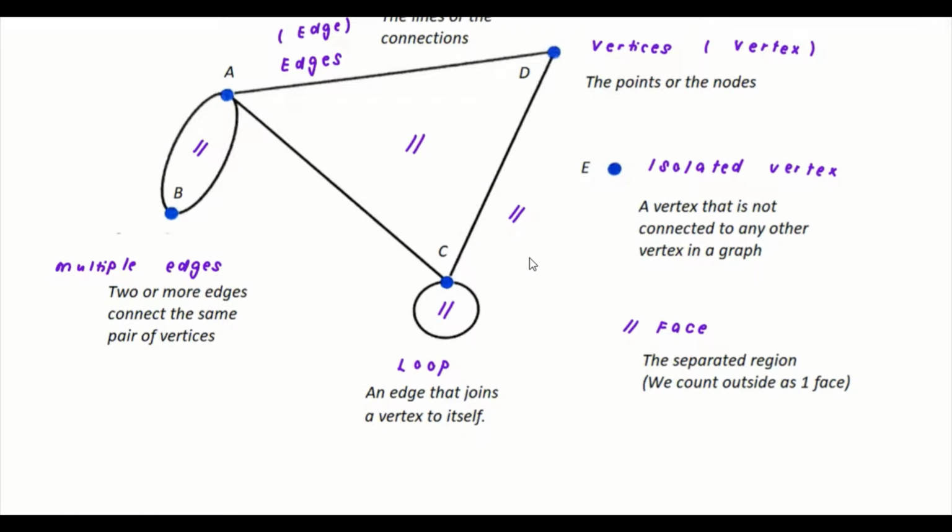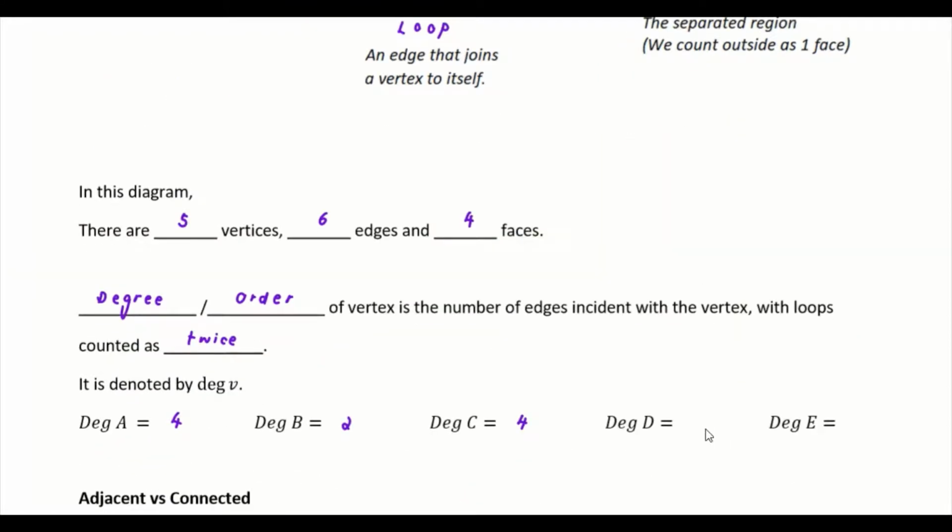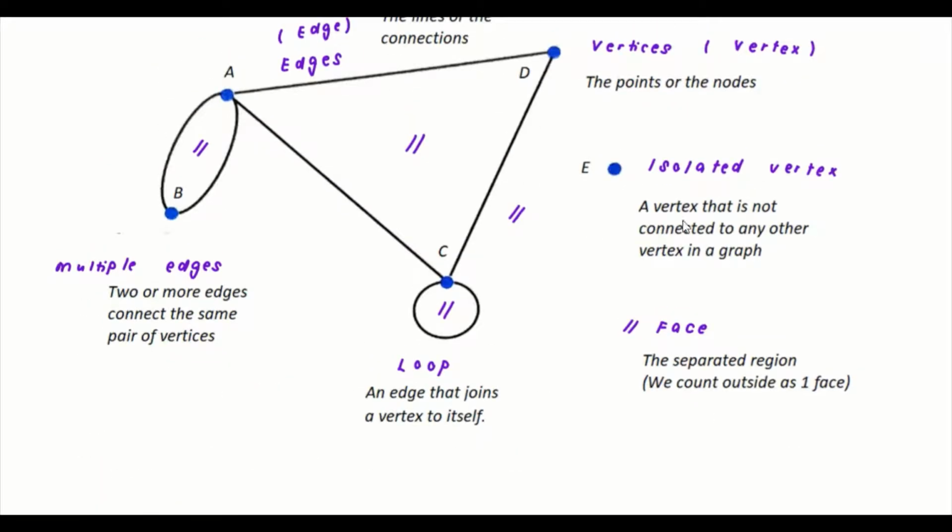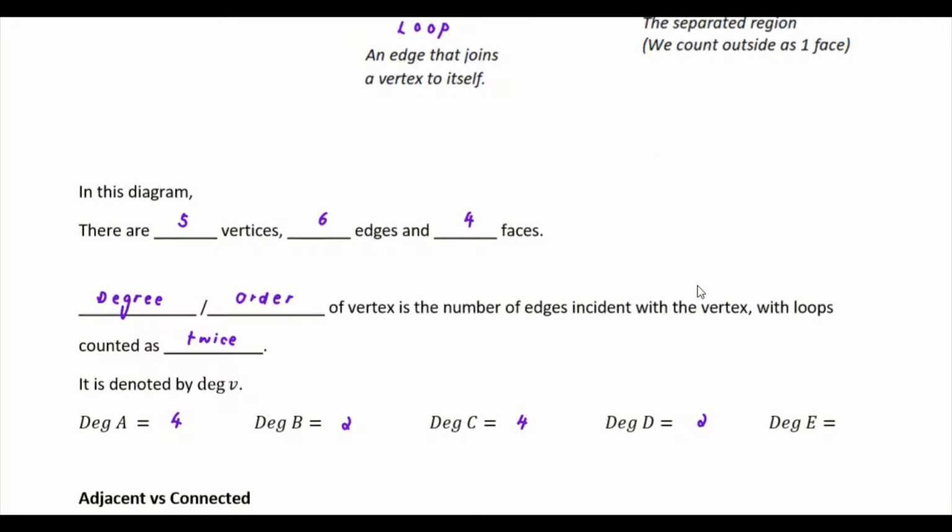So degree of D, this is simple. 1, 2. So 2. And degree of E, since it's isolated, right? It is not adjacent to any of the points. It's not connected. So that's why it's just 0.